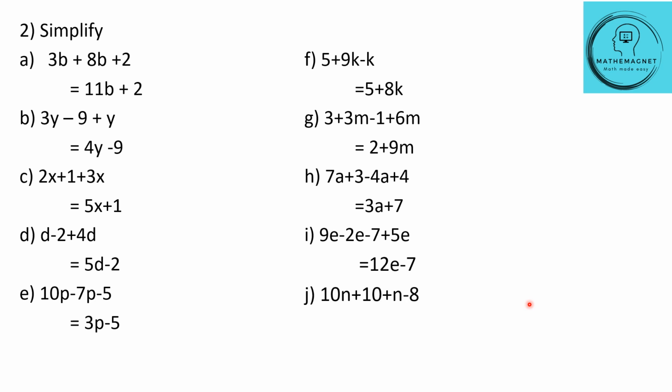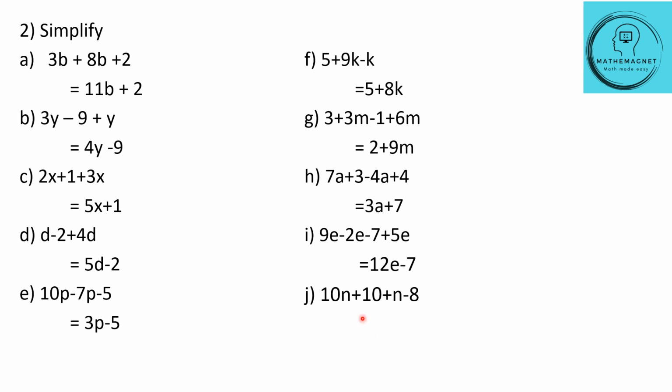The last one, 10n plus 10 plus n minus 8. Let us first work on the variable terms, which is 10n and plus n, which will be 11n.